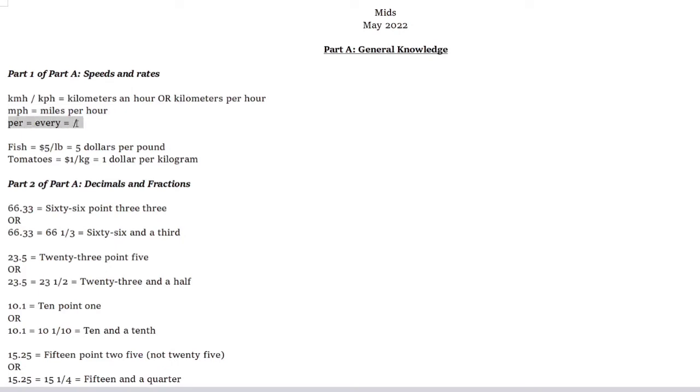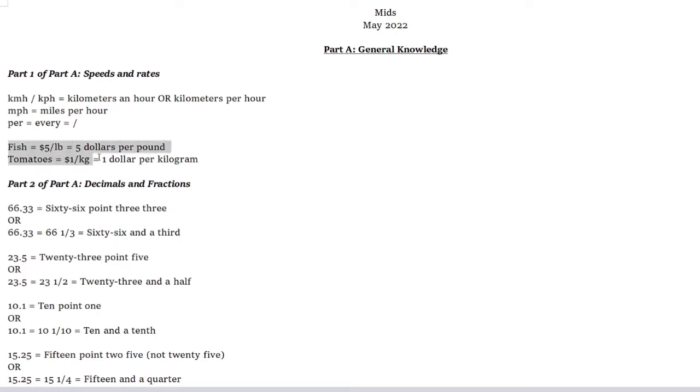Per, this symbol, is per. That means for every. Suppose fish is $5 per pound. So that's for every pound of fish that you buy, you have to pay $5. Suppose you buy 2 pounds, you have to pay $10. And tomatoes, they'll be expressed like that. If you see in the market, $1 per kg, so $1 for every kilogram, or per kilogram.